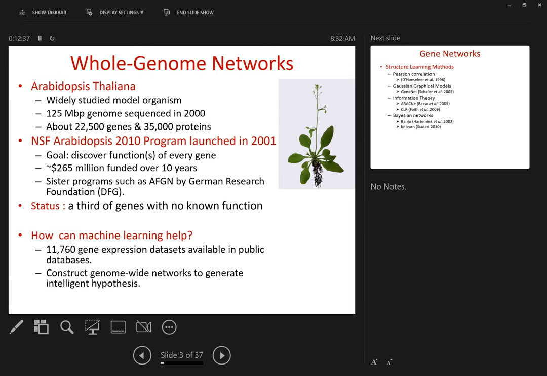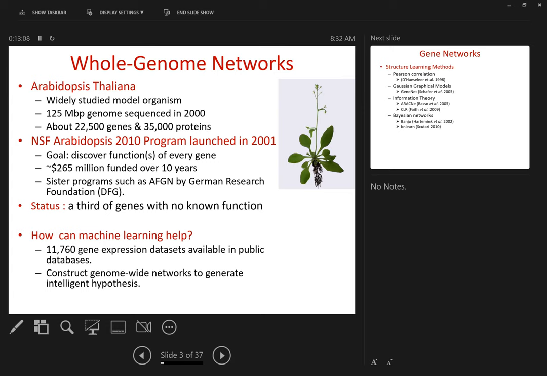So what we found at that time was that there were 1,160 gene expression data sets available in a public repository. Each data set would be the expression level of every gene in that organism. So if it's Arabidopsis, think of it like a matrix of 22,500 rows, one for each gene, and 11,760 columns, one for each of these data sets. Of course, now the number is more like 25,000 or 30,000, so that keeps growing over time.